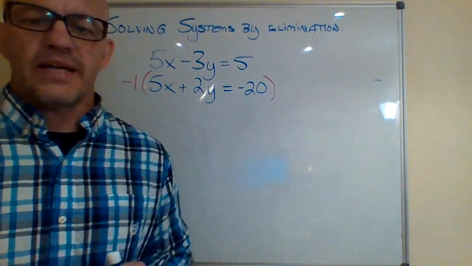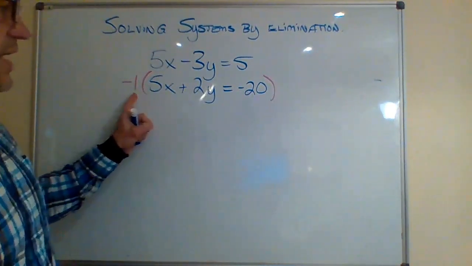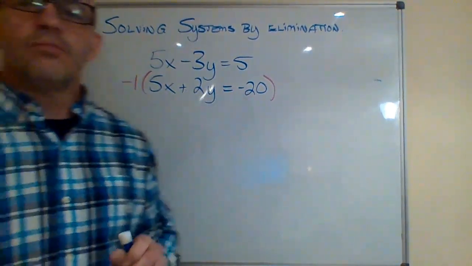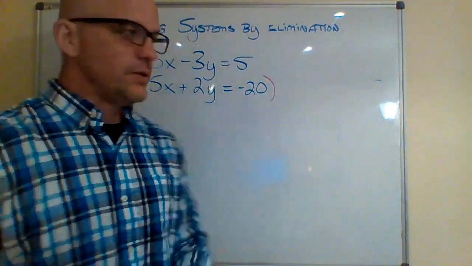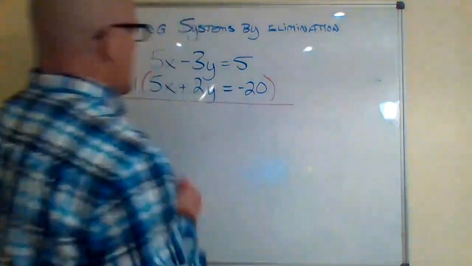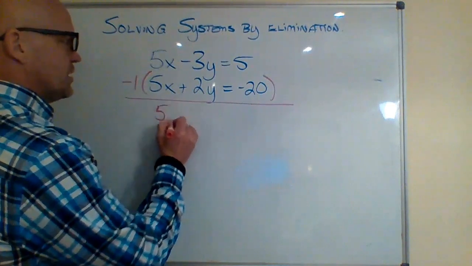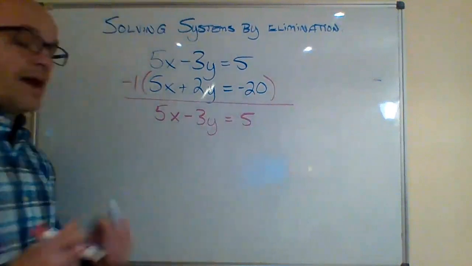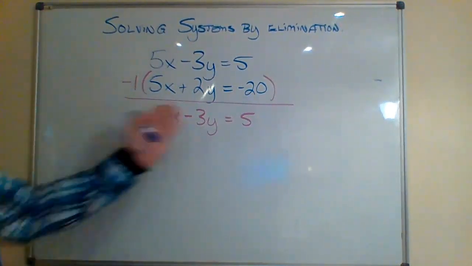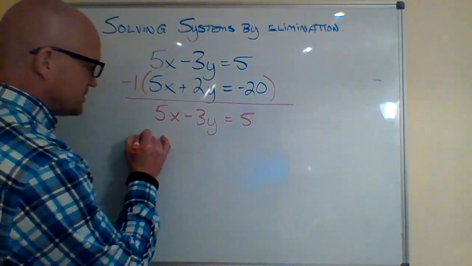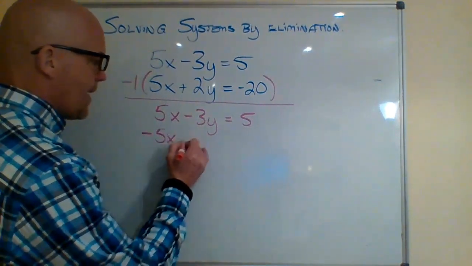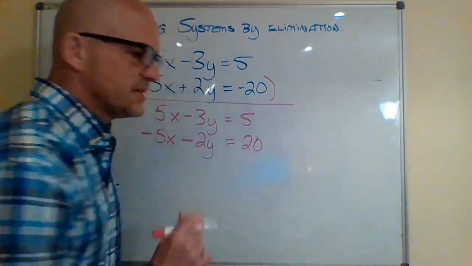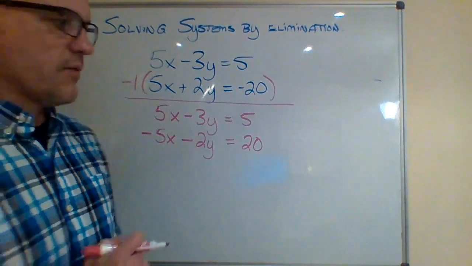The biggest mistake I see being made, students choose the correct thing to multiply. They multiply one side of the equation, but not the other. Make sure you multiply the entire equation. So I'm going to make a little line here. The first one we did not change. It just comes down as 5x minus 3y equals 5. The bottom one we're going to multiply by -1, so we're going to distribute that through. That becomes -5x minus 2y equals 20. Lots of room for simple mistakes here, so be careful.